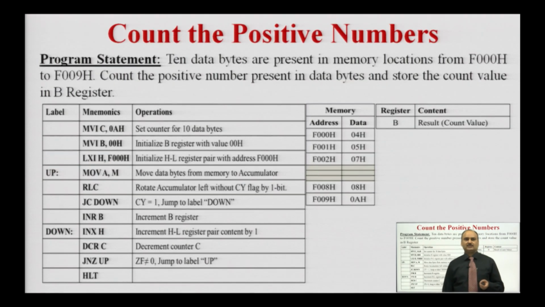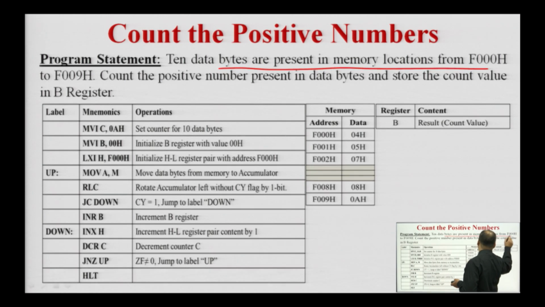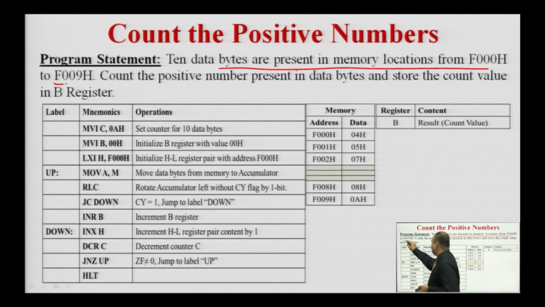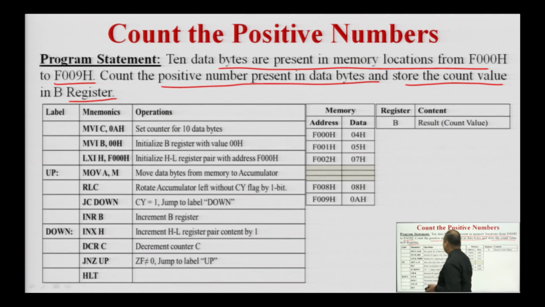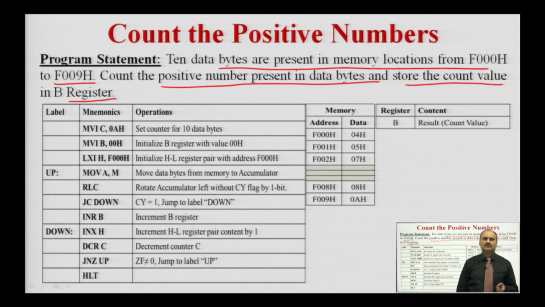Then, count the positive numbers. The program is used to count the positive numbers, and the 10 data bytes are present in memory locations from F000H to F009H. This is the memory location. Count the positive numbers present in the data bytes and store the count value in the B register. We need to find how many positive numbers are present, and the count value is required to be stored in the B register. So, the B register will have the count value, and these are the 10 data bytes which are present from F000H to F009H.